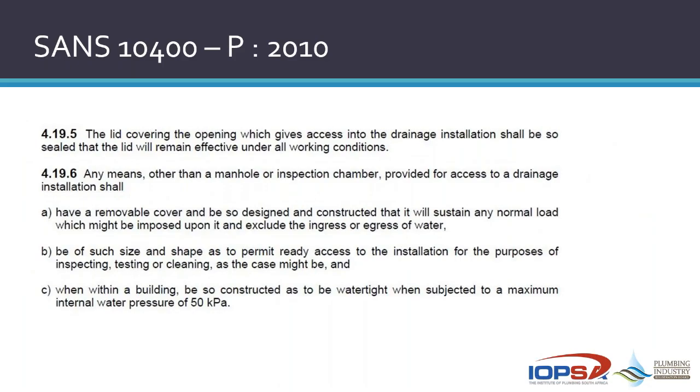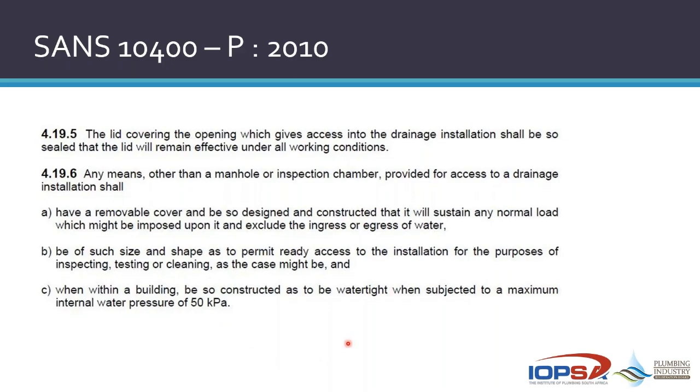Any means other than a manhole or an inspection chamber provided for access to a drainage installation shall have a removable cover designed and constructed so that it will sustain any normal load, and it will exclude the ingress or egress of water. It's not a stormwater drain point, and it is definitely not an emergency overflow for when there's a problem with the drain. So the other means, in other words your rodding eye covers or your bolted covers, ingress or egress of water, both of them not allowed.